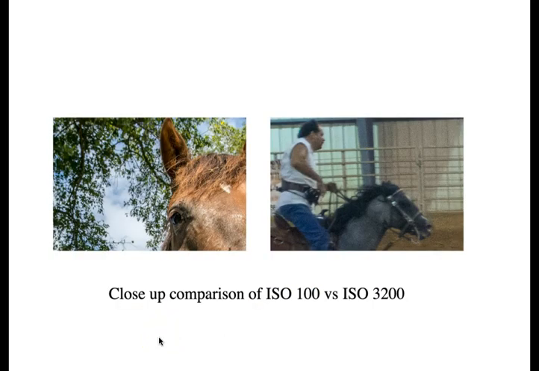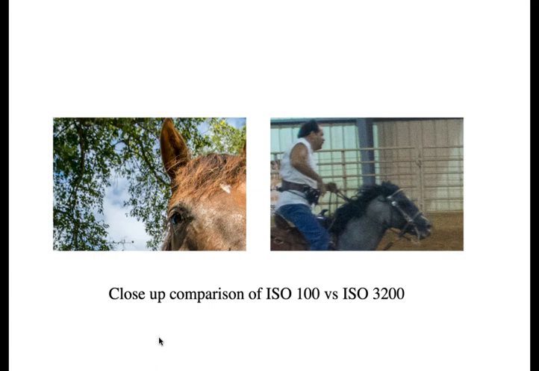If we compare the two together, we just cropped in on some of these subjects. You see on the left hand side in the ISO 100, the horse's eye is really sharp. There's lots of detail. You can count all the hairs. Then on the right hand side, the details of the horse and rider are a bit more blurry. There's a lot of noise. There's lots of pixels. There's grain happening. It's not as sharp. So again, these are just examples of two things that you need to be aware of when you're setting that ISO.